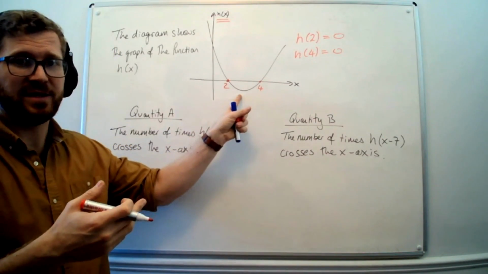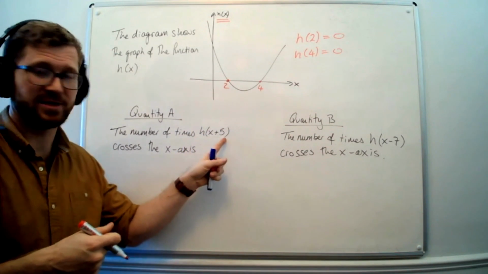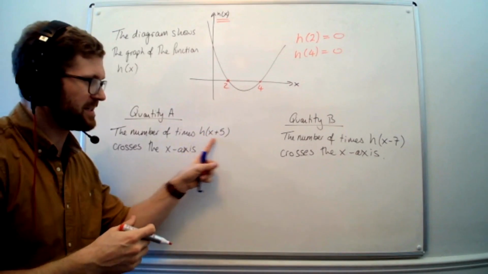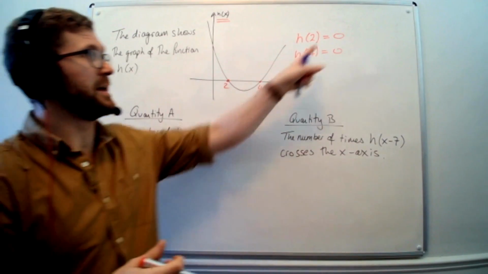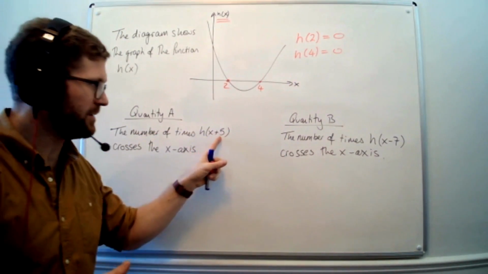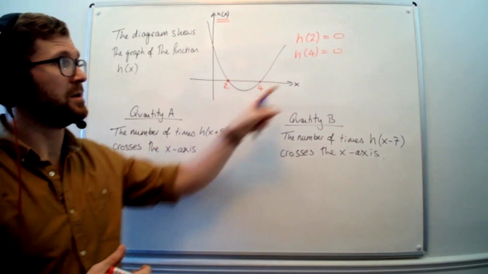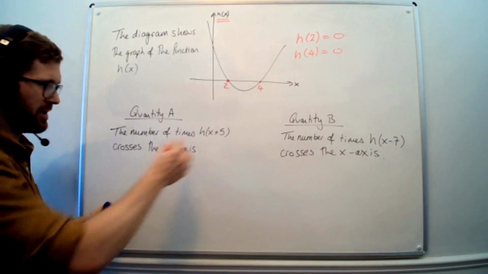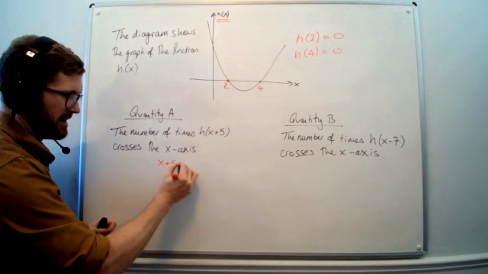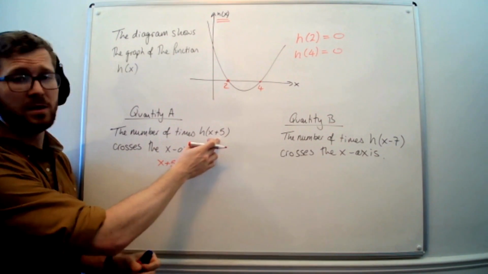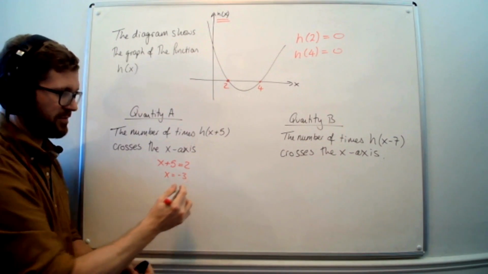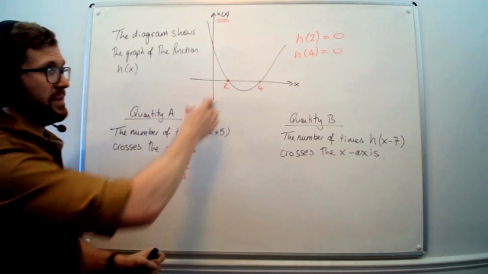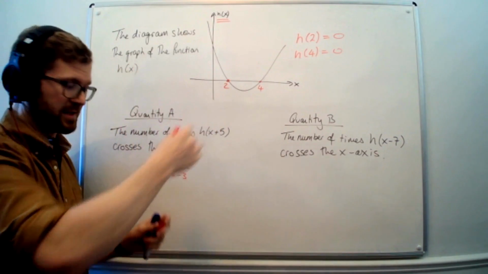So this is the function of h of x. And I want to look at h of x plus 5. All right. So I know that when what's inside the parentheses equals 2, the output will be 0. And when the input inside the parentheses is 4, well, the output will be 0 as well. So that doesn't change. I can look at this and say, well, if x plus 5 was equal to 2, then x is going to equal negative 3. And so when x is negative 3, then this graph will still go through the x-axis.